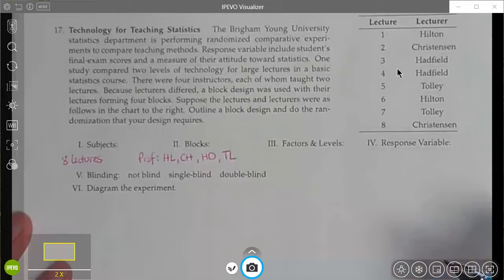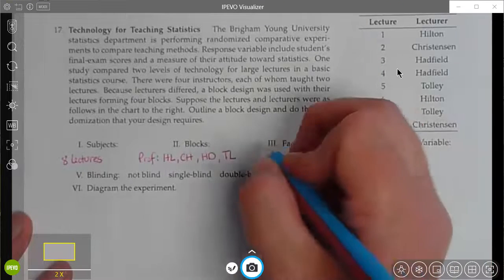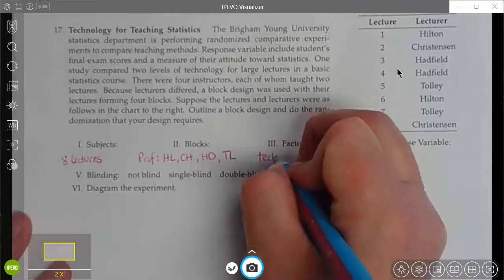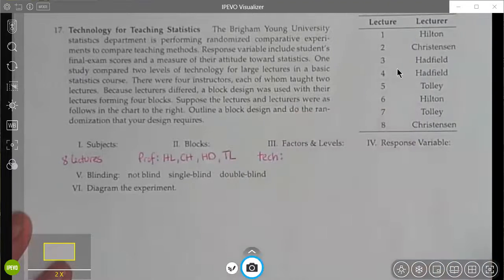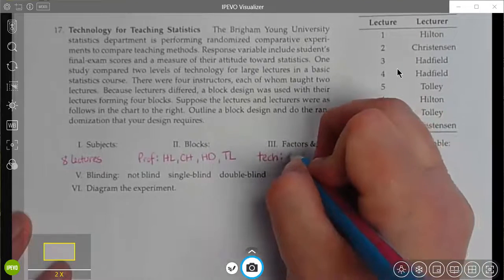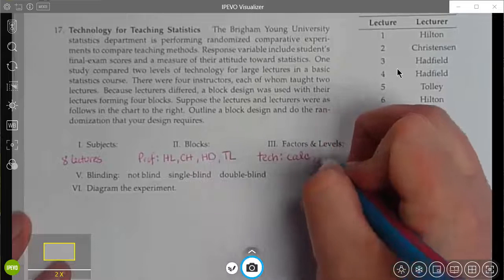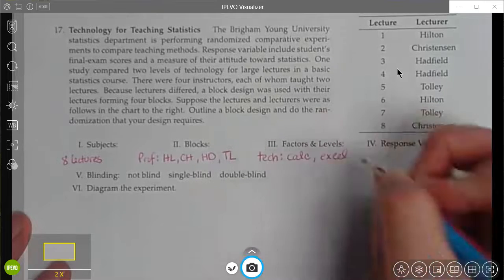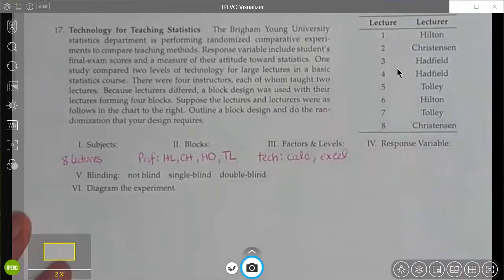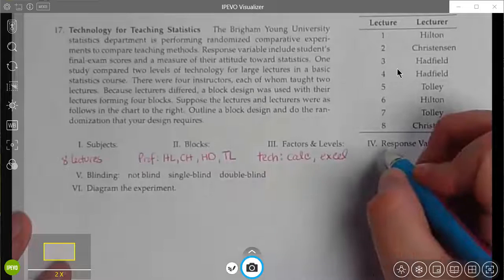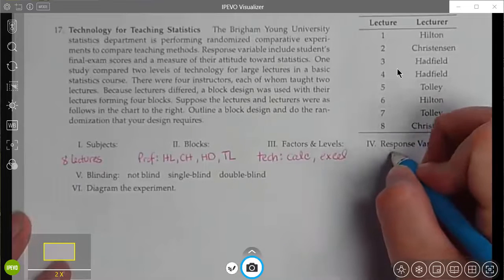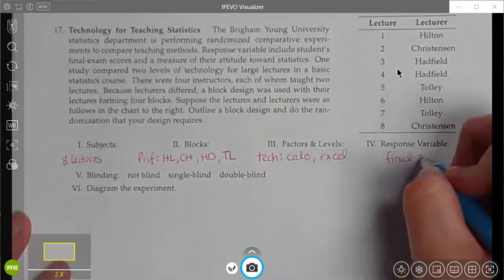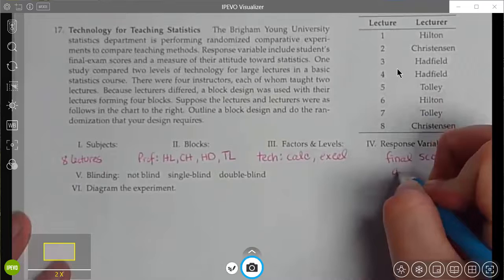Then our factors and levels. We're interested in the technology, and they don't really specify exactly what they're doing with this. So we'll do one with a calculator and then one with Excel. So 2 different levels of technology there. And then our response variable, there were 2 of them actually in this. They have the final exam score and then people's attitudes.